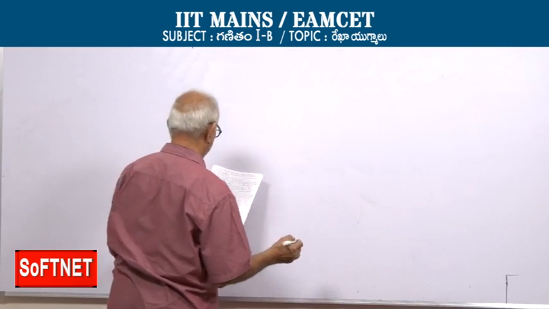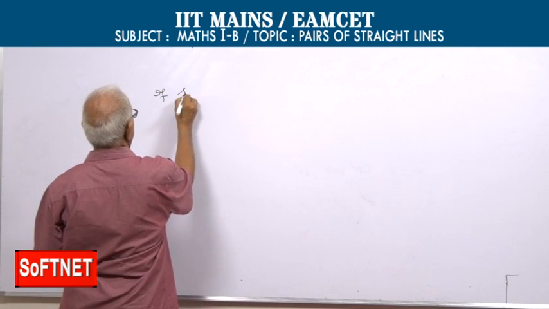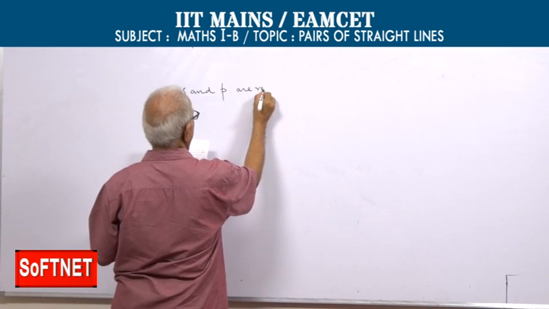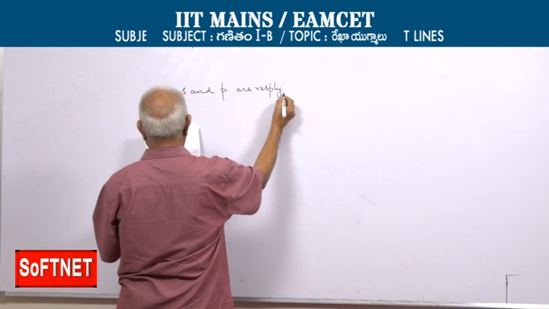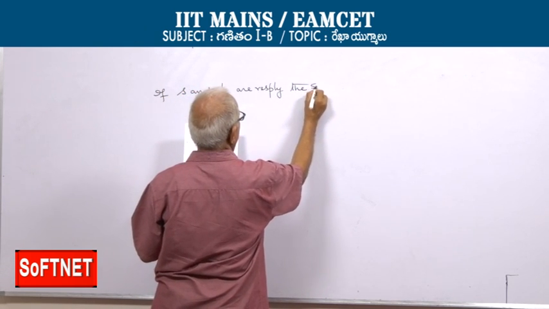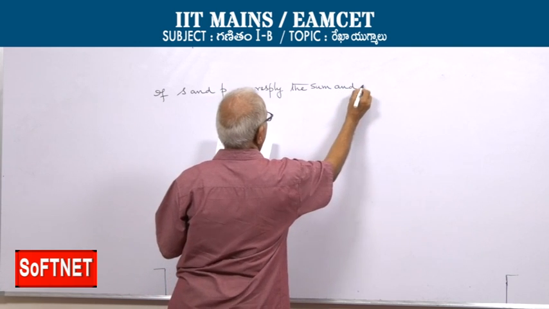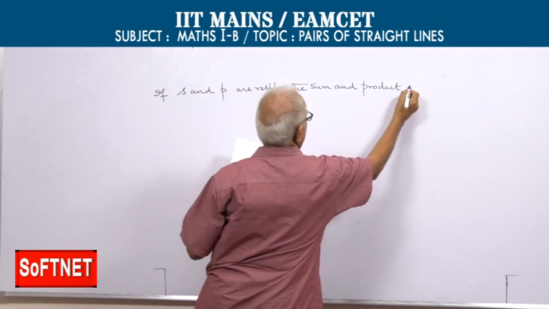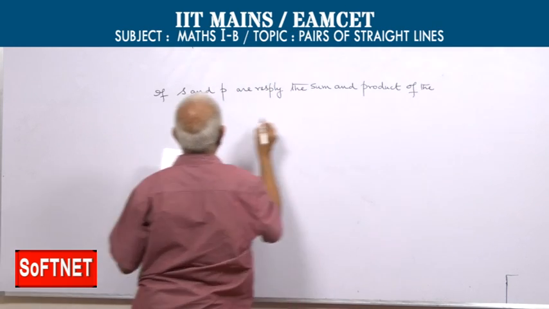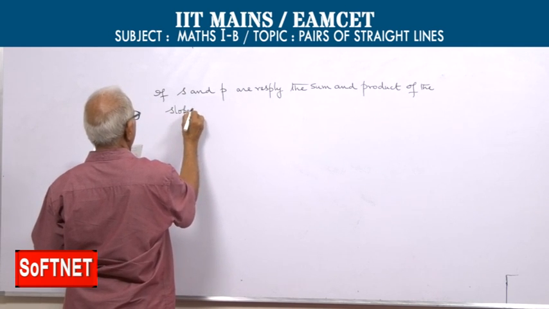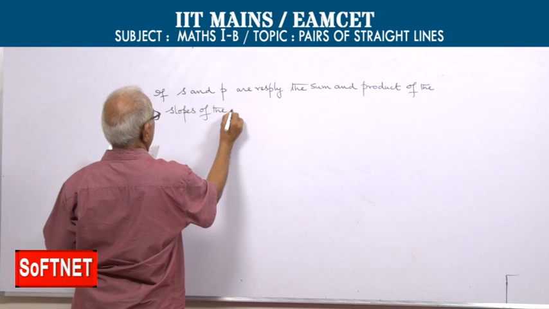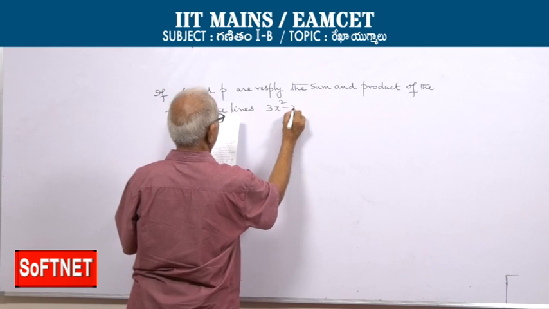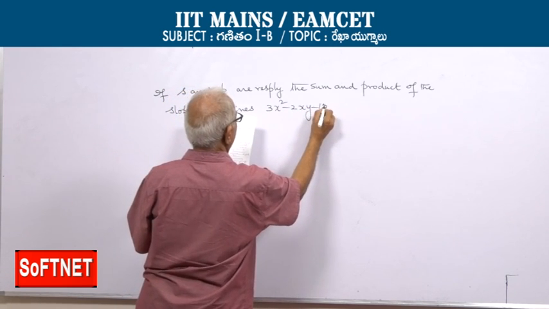EAMCET paper of 2011. If S and P, small s and p, are respectively the sum and product of the slopes of the lines 3x square minus 2xy minus 15y square equal to 0.